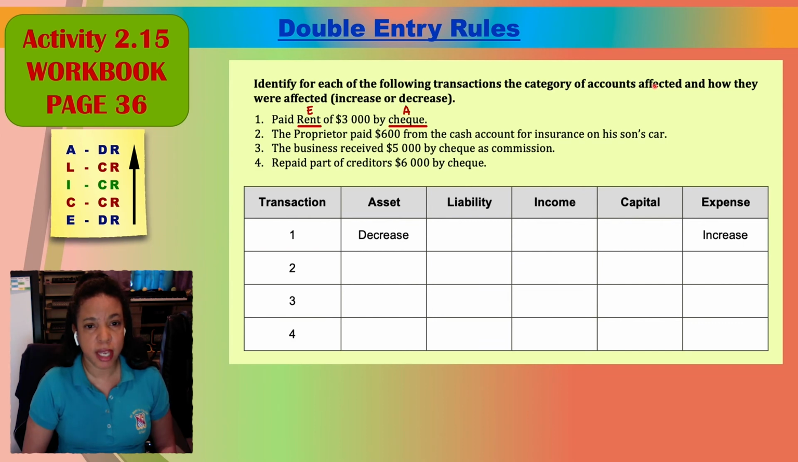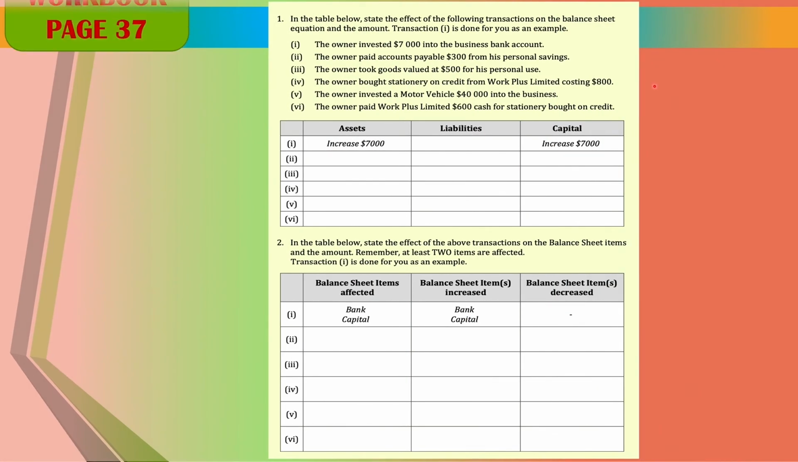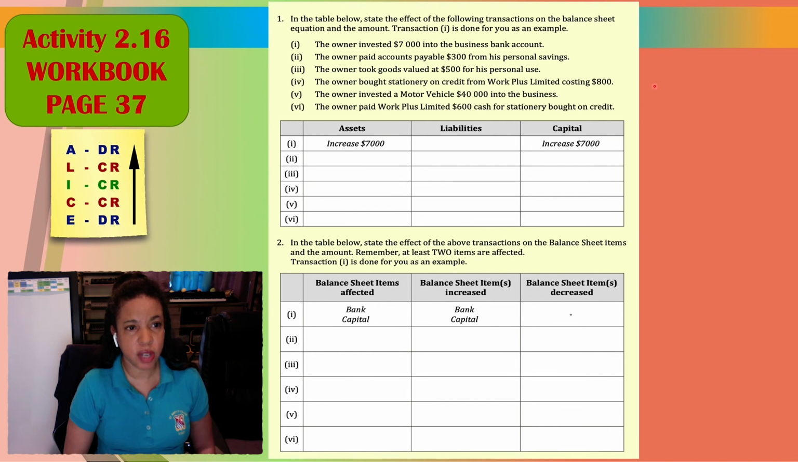So once again, we have there rent, expense, check, asset, and you have put it under. So the next transaction, or activity, that we have will be 2.6. It's the same thing again, but they just ask for different information. You're just going to identify the 2 accounts, and then depending on the accounts, for example, owner invested would be capital, and whenever there's an investment, it's an increase.